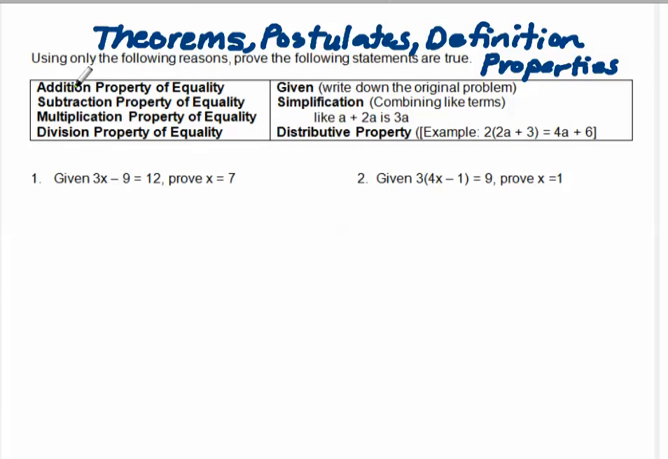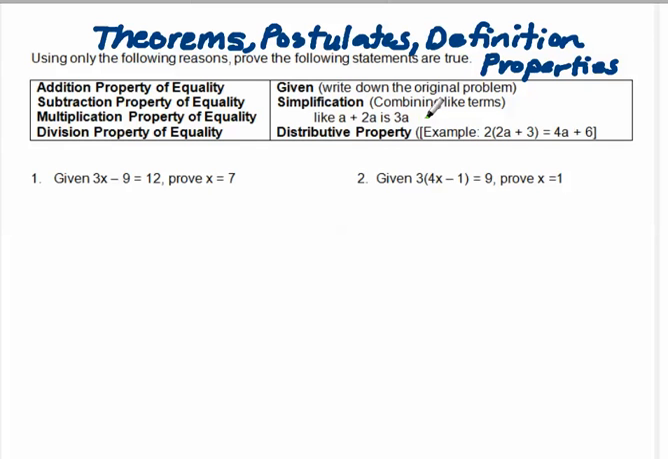I listed the 4 properties of equality right here: addition, subtraction, multiplication, division. We also talked about given on the previous page. That's the reason that you use for all the stuff they just give to you. Now I want to talk about a couple more, especially for algebra, although you can use these in a geometric proof.